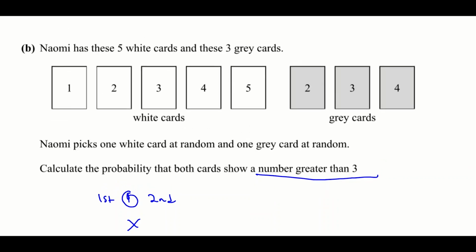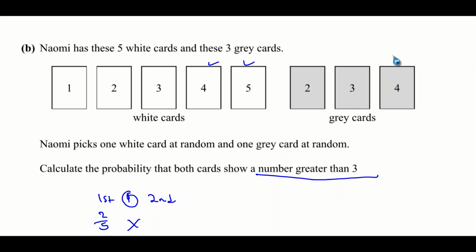So one white card at random. So let's pick one white. Okay, so this is the order: one white and one gray. So let's pick one white first. So one white will be greater than 3, to be 4 and 5. So that means we have 2 numbers out of 5. So this will be 2 out of 5 for the white.